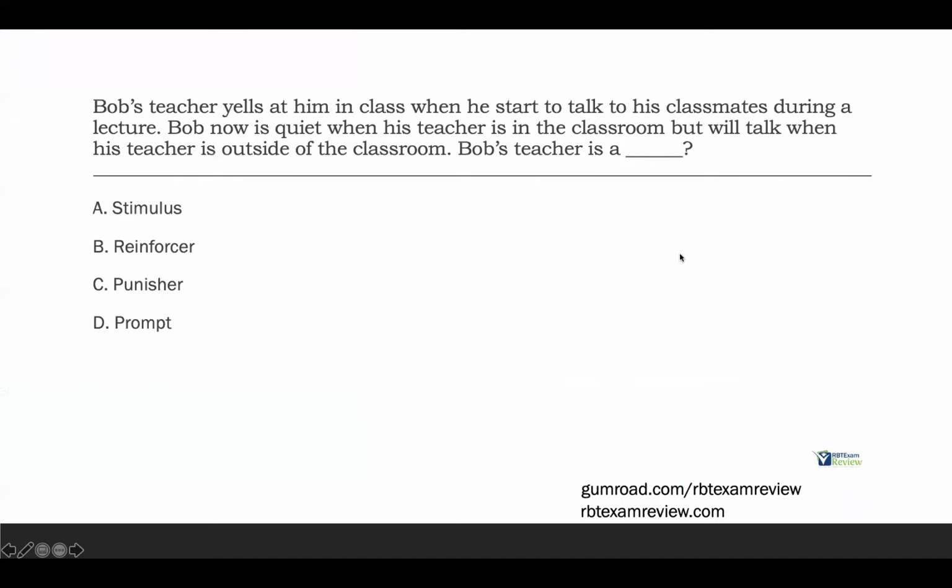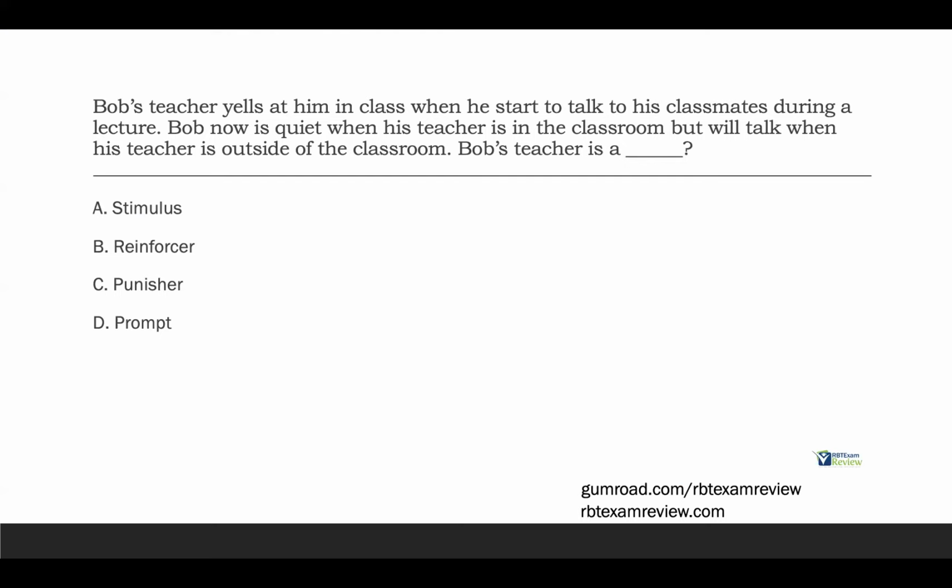Okay, Bob's teacher yells at him in class when he starts to talk to his classmates during a lecture. Bob now is quiet when his teacher is in the classroom, but will talk when his teacher is outside of the classroom. Bob's teacher is a what? So a bit of a tricky question, okay? If you were able to identify the so-called trick, good for you. That's really good. That's a really good sign.